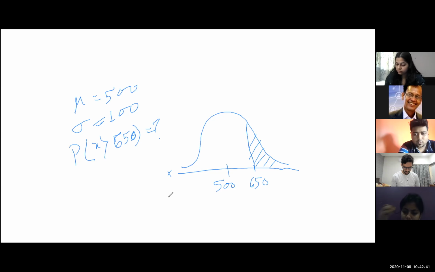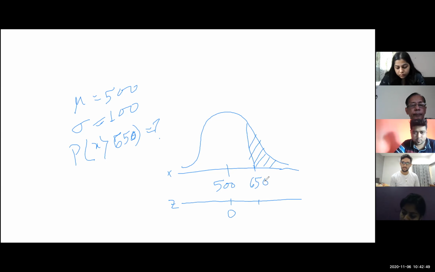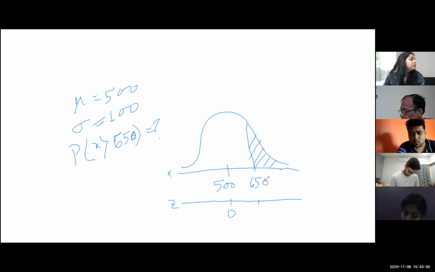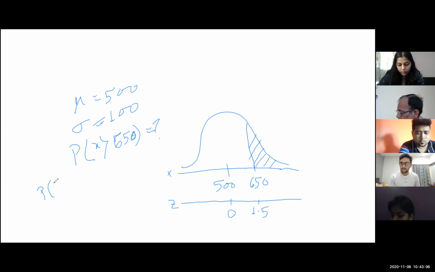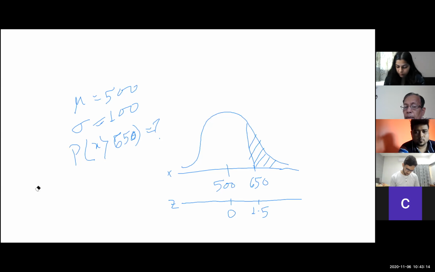This is the x value. So sir, going to the z, we will get it like this. This is the zero value, and z is x minus mu, which is 650 minus 500, divided by 100, that is 1.5. Bina Pani, for 1.5, what is the z value? When z is 1.5, what is the probability? 1.5 z. 0.4332.